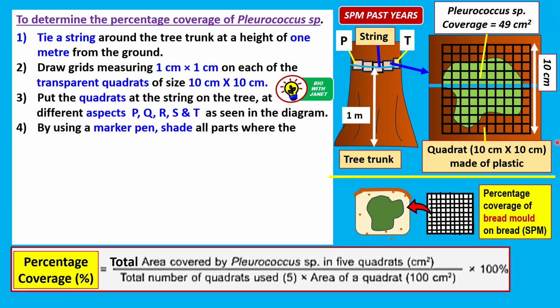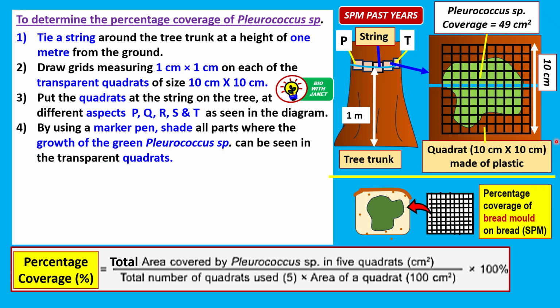So by using a marker pen, shade all the parts where the growth of the green Pleurococcus species can be seen in the transparent quadrats. For example, let's look at this picture here. So we can see that the green Pleurococcus is growing at this part here, and the transparent quadrat is placed on top of it, right? So you can either draw the outline of the green patches here, which is the Pleurococcus, or you can shade the parts of the Pleurococcus by using another marker pen, maybe a green one, green ink, right?